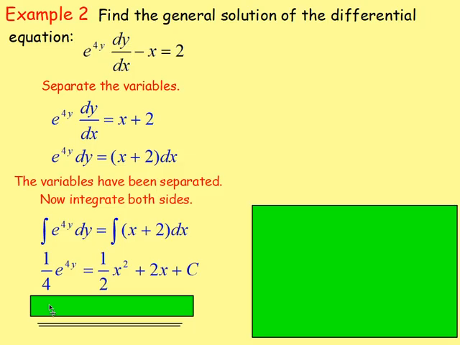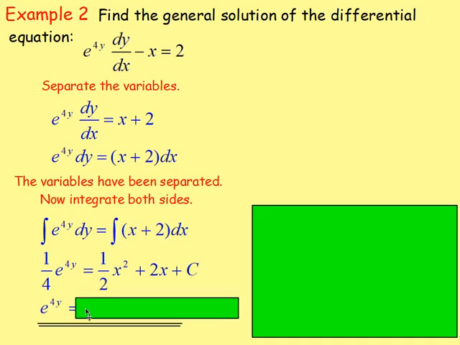After that, well, we could multiply through by 4 to eliminate the fractions. So if we multiply through by 4, we will end up with e to the power of 4y equals, that will give us 2x squared plus 8x. And what will we have?